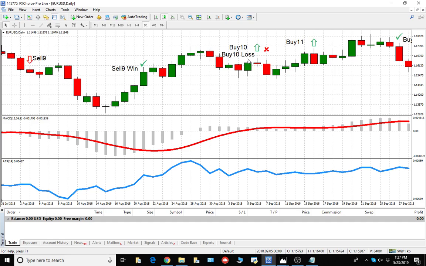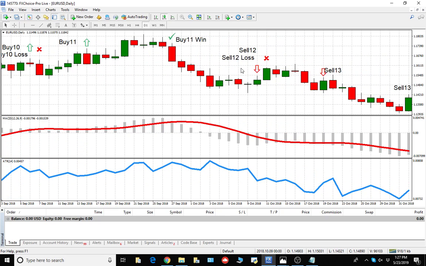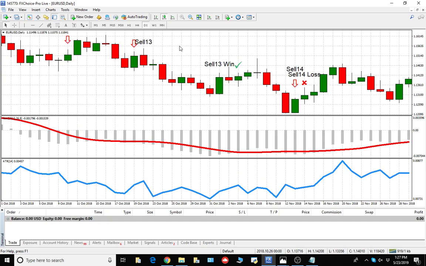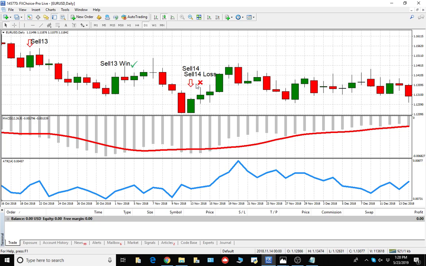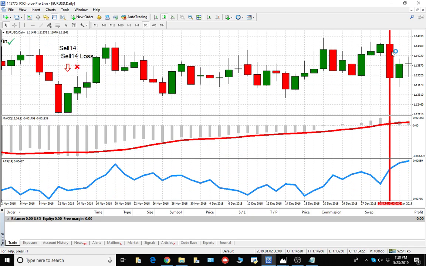Number 10 was a buy, and that was a loss. 11 was a buy, and as you can see on the first candle, it kind of pulled back. So it still came out to be a win. It didn't trigger our stop loss or anything like that. 12 was a loss. 13 was a win. And then 14, the loss, as you can see there. Again, you can look at everything. And then no trades until the end of the year. So that was pretty much it.